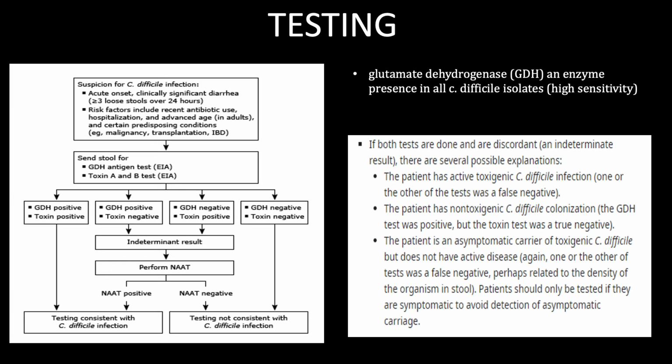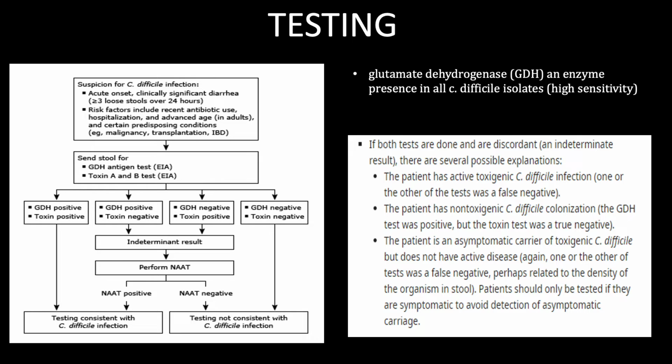When approaching testing, first ensure the patient is having greater than 3 watery stools in 24 hours and is not actively taking laxatives. When testing for C. diff, there are 3 different tests that you can order. The glutamate dehydrogenase enzyme, and I'll refer to that as GDH, the toxin A and B ELISA test, or the PCR test for the toxins. The GDH is present in all species of C. diff. It has a very high sensitivity, but its specificity is very low because it's positive in all patients with an active infection or if they're colonized.